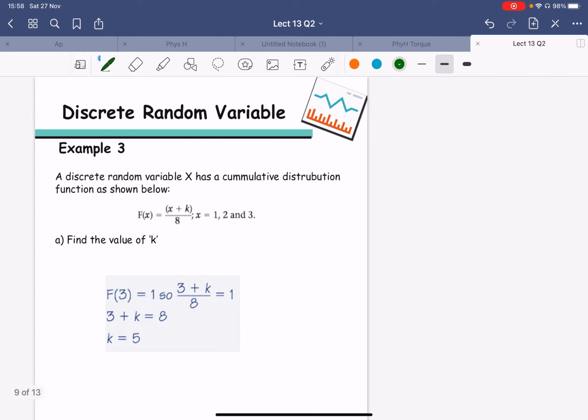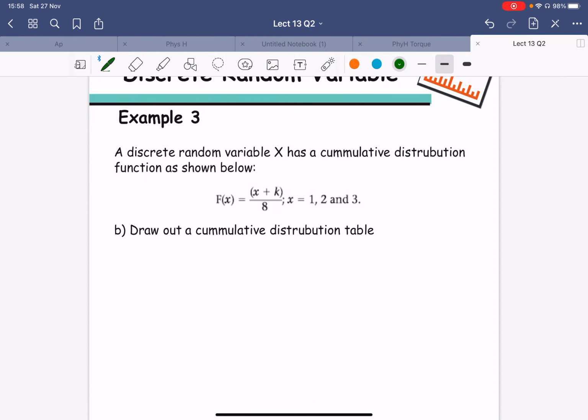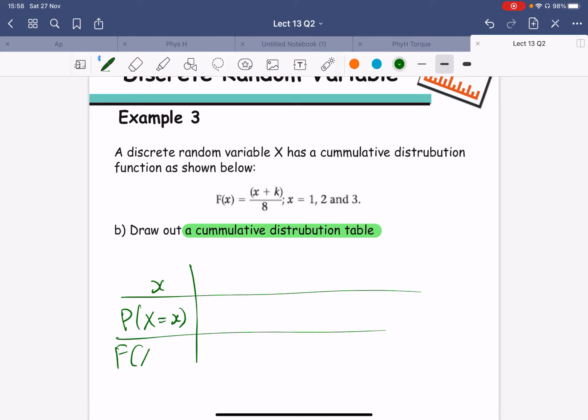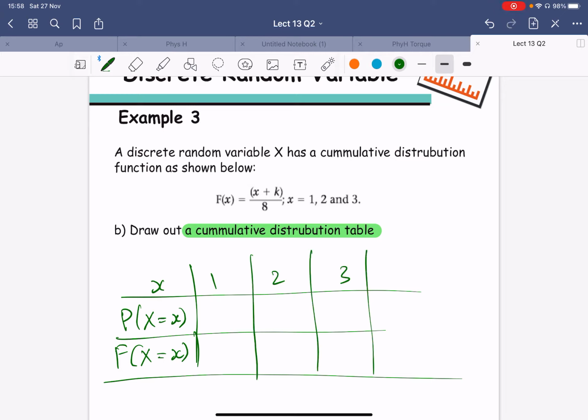Once we have found k, they say draw out the cumulative distribution table. So we make x, and if I want to draw the probability also, I can draw that, and then big F equals small x. This is what they want. So we have 1, 2, and 3. Let me give it some space. We will start with this one.